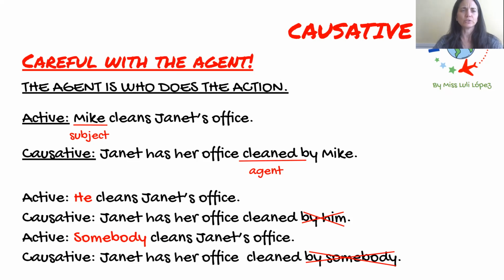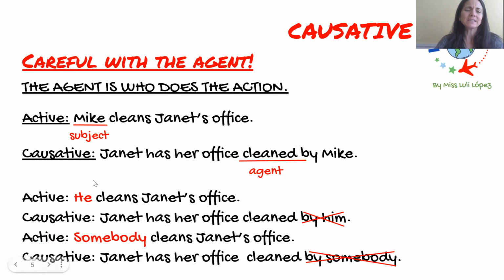Now, careful with the agent. The agent is who does the action. So if in the active you have Mike cleans Jeanette's office, it means that Mike is the subject. Now, when we turn it into the causative, the sentence is Jeanette has her office cleaned by Mike. So in this case, the agent is not cleaned, the agent is by Mike. Apparently this was moved. Sorry, because of that, but it's by Mike that is the agent.